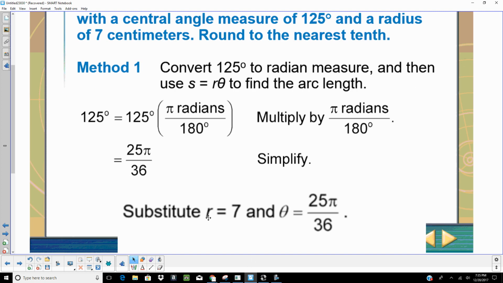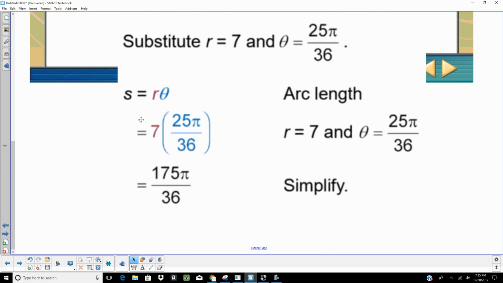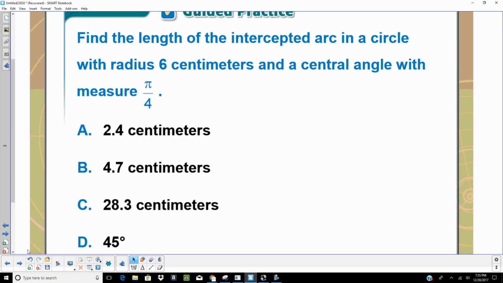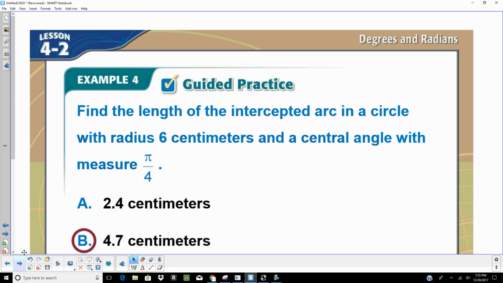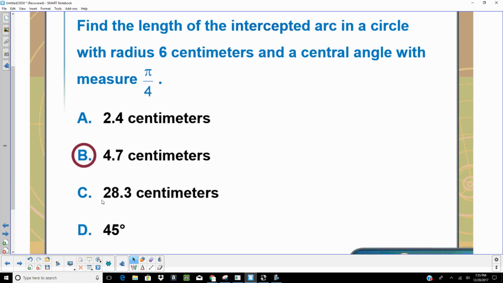So we now know R, we know theta. Arc length is R times theta. 7 times 25 pi over 36. 7 times 25 pi is 175 pi over 36. And if I wanted to round that to the nearest tenth, take 175 times 3.14 divided by 36. All right, take a second, hit pause. Try this one on your own. All right, if you got B as your correct answer, you are good.